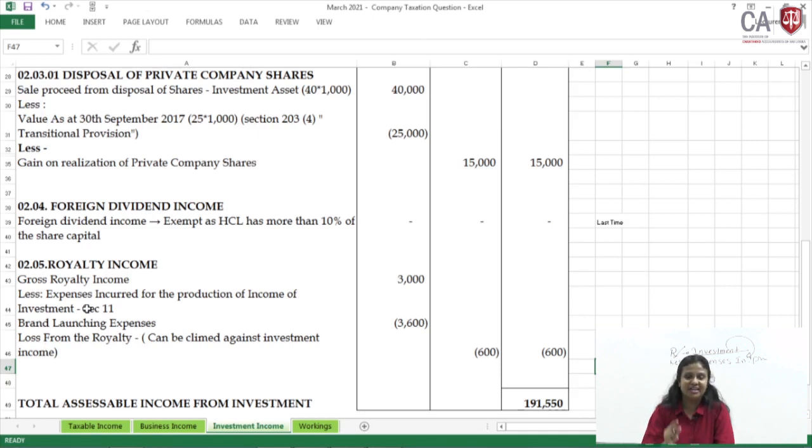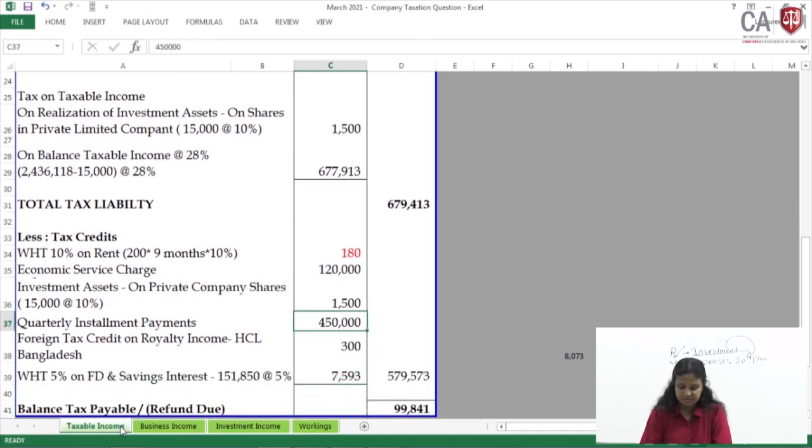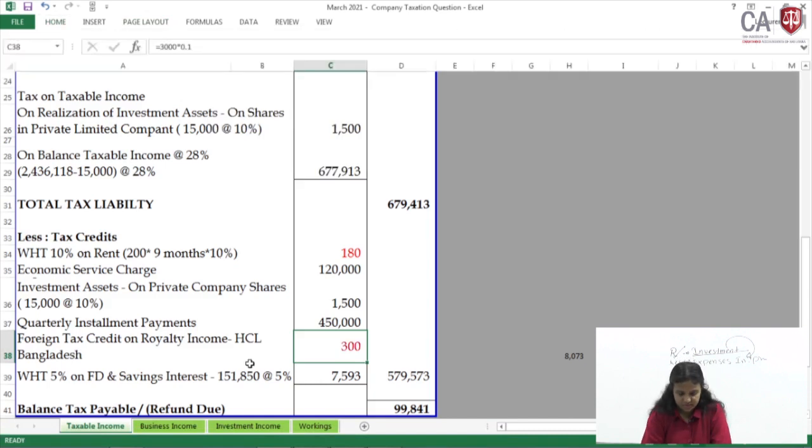Not all adjustments are done; there is a tax credit. The foreign tax credit on 3,000 at 10% is already deducted. Therefore, under the foreign tax credit, section 80, we can claim the 300 on the royalty income, foreign tax credit on royalty income, HCL Bangladesh. This can be considered as the tax credit which is properly deducted as the foreign tax credit. Okay.